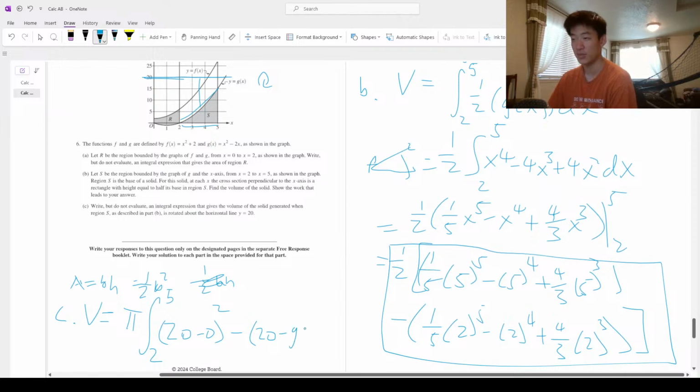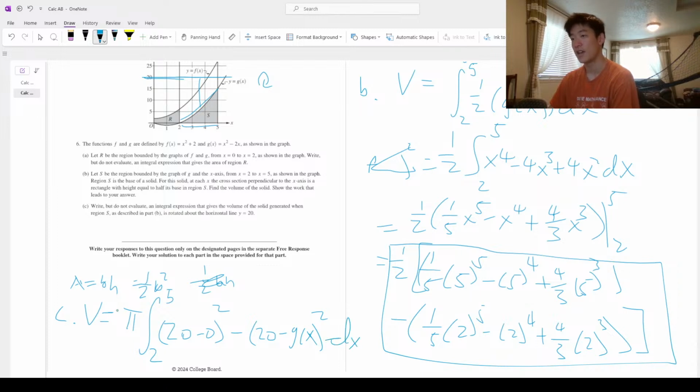Learning this for the first time, it's really confusing. Like, is it g of x? Is it 20 minus? But the radii are with respect to the axis of rotation because that's where you're rotating it. So the outer radius is 20 minus the outer portion here, and that's 0, minus the inner portion here, which is g of x. So 20 minus g of x all squared. And make sure you square the radius like this. This is basically big R, this is little r. dx. Box it up, and we're done.